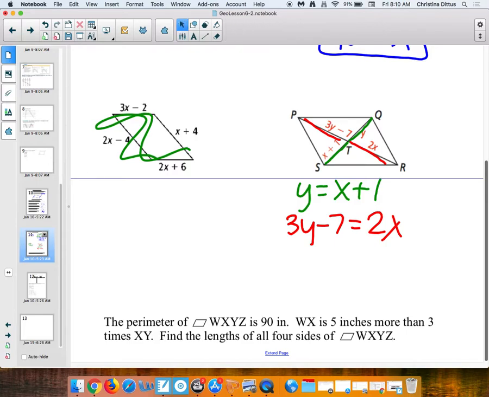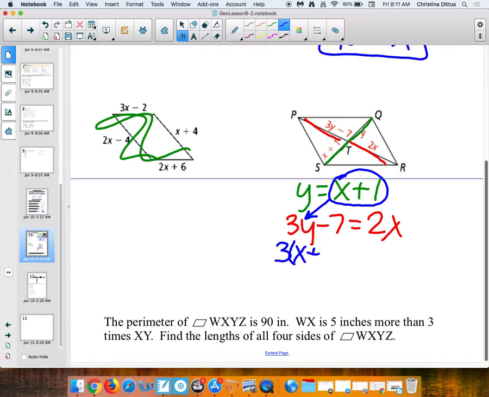The problem in both of these is that I have 2 variables. You guys remember a thing called substitution? Not really, that's okay, we'll go through it. If my y equals x plus 1, I can take this x plus 1 and plug it in for y. So instead of 3y minus 7, we're going to go 3 parentheses x plus 1, minus 7 equals 2x. So you're basically copying down the red thing, except where your y is, you're going to put the green x plus 1 in. Does that look kind of familiar? I know it's been a while.